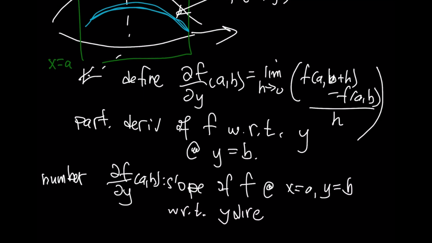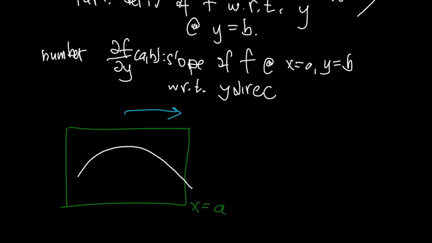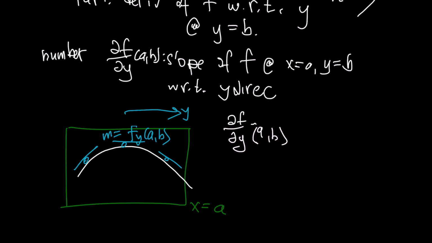direction. If I were to take this x equals a constant plane and intersect it with my function, now I'm interested in seeing how the function changes as I move in this y direction. So the slope here would be the y partial derivative at a and b. So the notation again, if I were to say this, we could use this subscript a, b.